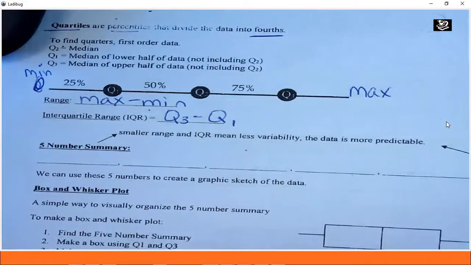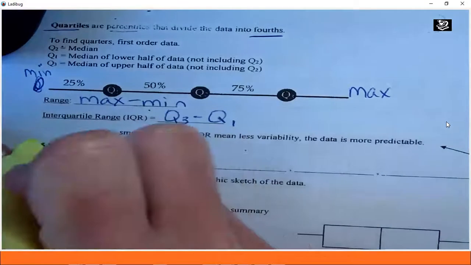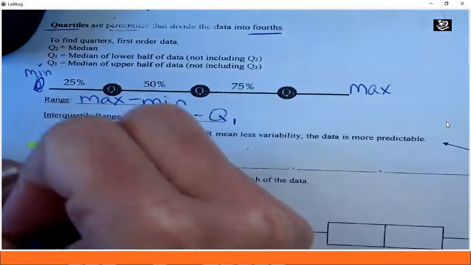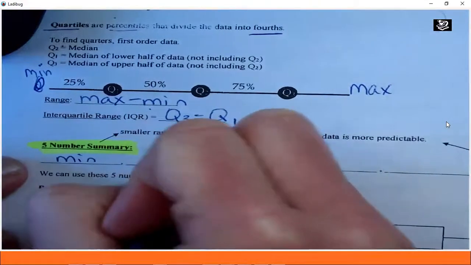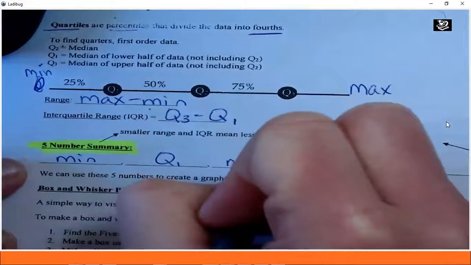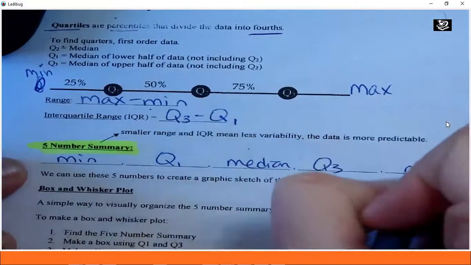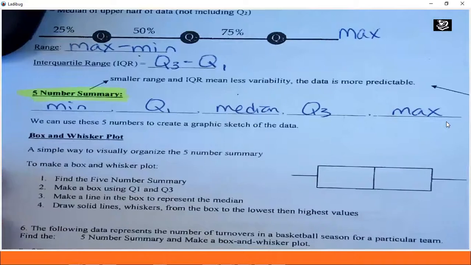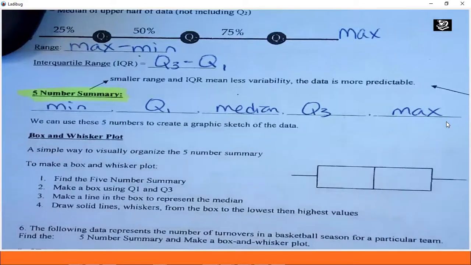We have in statistics a thing called the 5-number summary. That is your minimum, Q1, your median, Q3, and your maximum. That's called your 5-number summary. The minimum, Q1, median, Q3, and max.